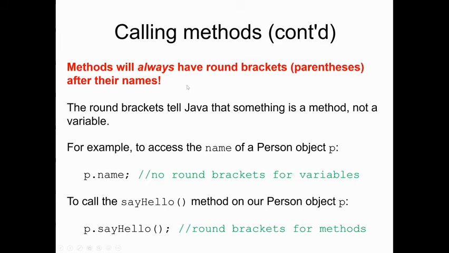Methods will always have round brackets or parentheses after their names. The round brackets tell Java that something is a method, not a variable. For example, to access the name of a person object P, we would write p.name. This by itself is not a statement, but it is nice to know that you can access the name this way. To call the say hello method on a person object P, we would write p.sayHello(), parentheses with a semicolon. This is a complete statement and is executable all by itself.